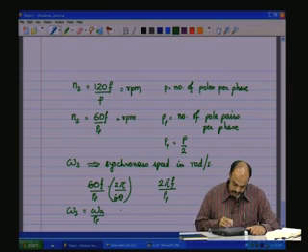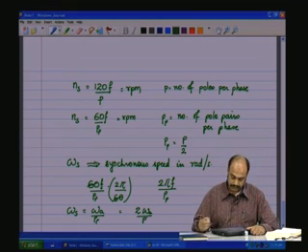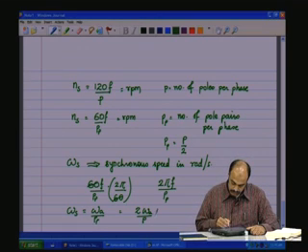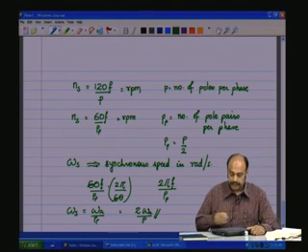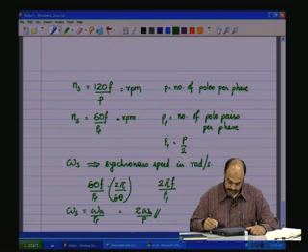Or if you want to express it in terms of the number of poles, it is 2 omega applied by the number of poles. So this is also something that you should know, how to express it in radian terms.